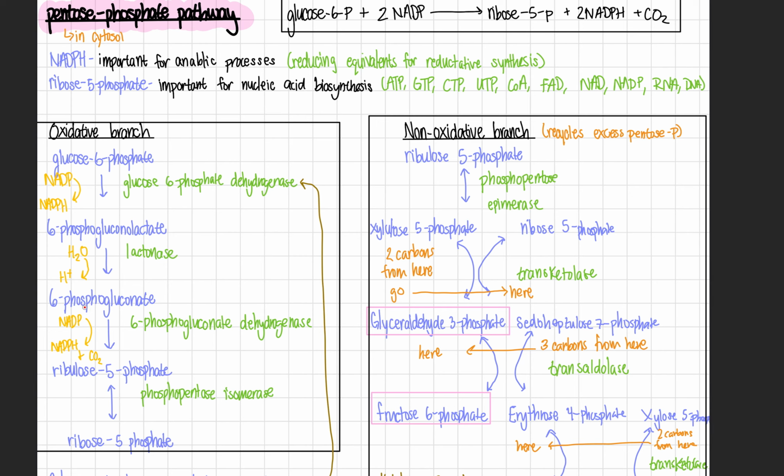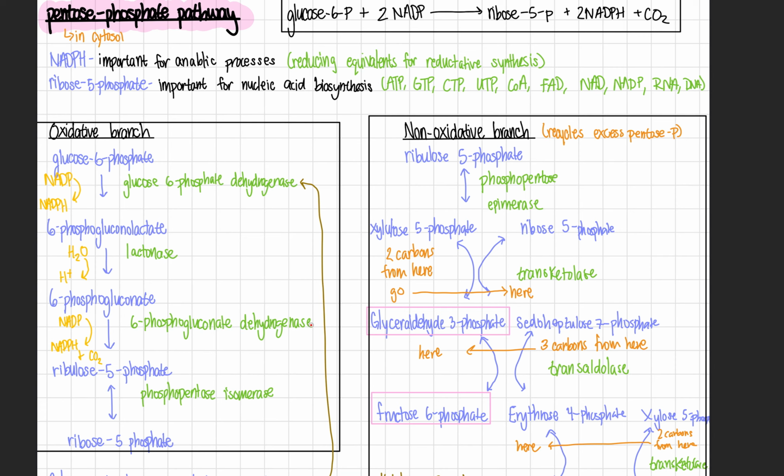So from here, 6-phosphogluconate is going to go to ribulose 5-phosphate. This is also going to be a dehydrogenase reaction. So the enzyme is going to be 6-phosphogluconate dehydrogenase. Because like I said before, whenever you have a dehydrogenase reaction, you're going to put the name of the molecule followed by the word dehydrogenase. So the name of the molecule is 6-phosphogluconate, and then we literally just put the word dehydrogenase behind it.